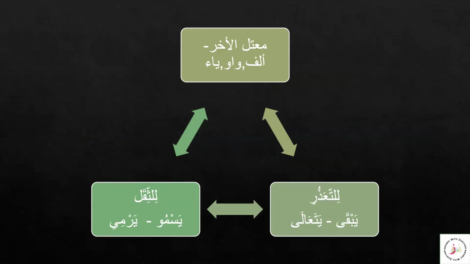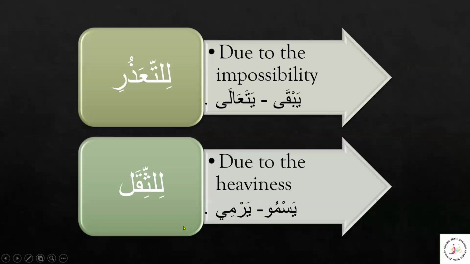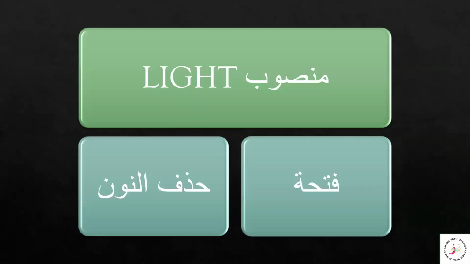Then we learned about the two terms لتعذر and للثقل. لتعذر is only with the alif, the impossibility of putting the dhamma or fatha, and the heaviness of dhamma or fatha is with the waw and the letter ya. لتعذر is due to the impossibility of the visibility of the dhamma, like yabqa, yata'ala, and lissiqal is due to the heaviness. They both are due to the problem of pronouncing these words with the dhamma, fatha, and the sukoon.